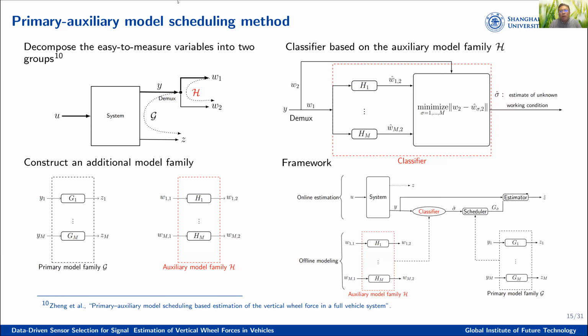And we put this classifier into the framework. So now, with this offline-built model H, based on the known input and output of H, we can identify the working condition. And the working condition will be used to tell us how to select the appropriate family in capital G. Now we can use this whole framework to conduct our work, and this work has also been published in the journal.